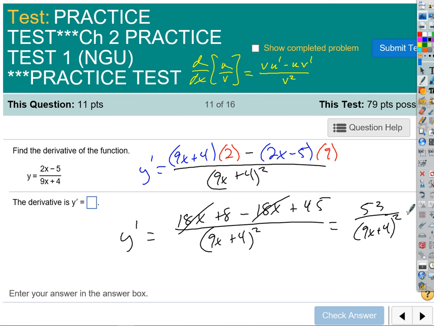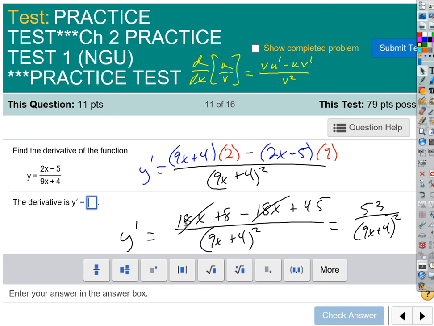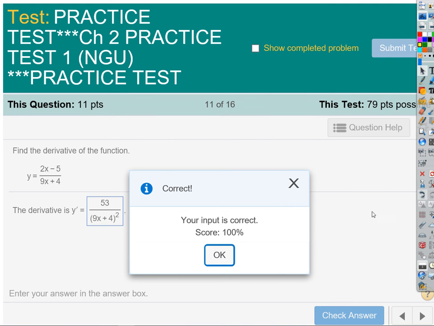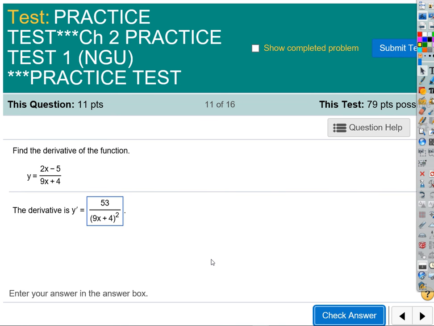And I really don't want you to have to expand that out. Let's just make sure it works. Should. So 53 divided by the quantity 9x plus 4 squared. Correct. Okay? So you're fine, just like that. Okay? Questions? So far, so good? Okay?